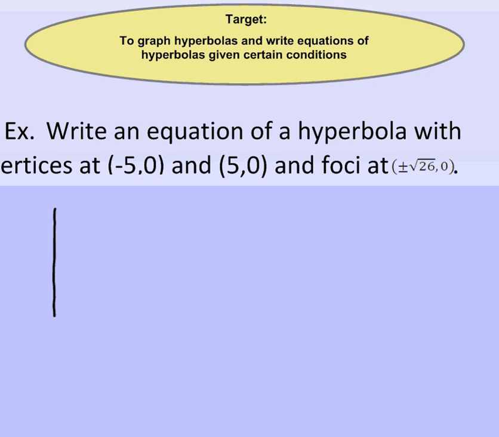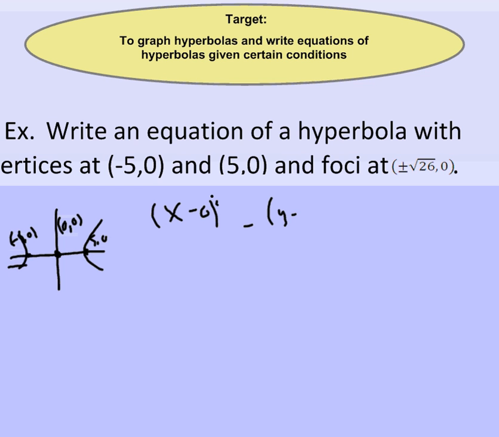All right, if I draw a quick sketch of this, we have 5, 0 and -5, 0 as the vertices. The midpoint will be right in the middle, so the center is at 0, 0 again. The branches are going right and left, so it's going to start with x. It's x minus 0 squared minus y minus 0 squared, and it's always equal to 1.